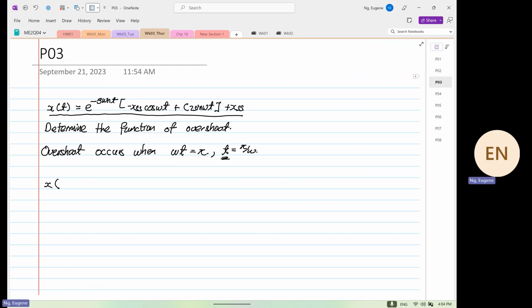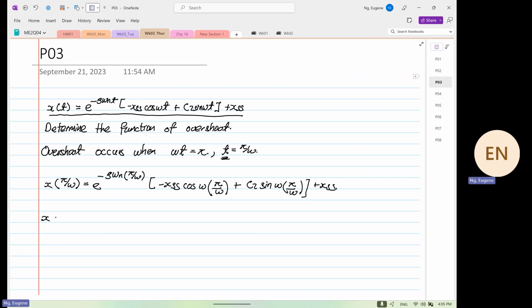x at pi over omega is equal to e^(-zeta omega n multiplied by pi over omega), close bracket, then minus XSS cos omega multiplied by pi over omega, okay, plus C2 sine omega bracket pi over omega, and then you have plus XSS. Okay. So from here, cos of pi is equal to what? Minus 1. So we will write this.